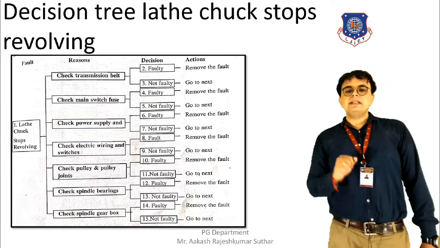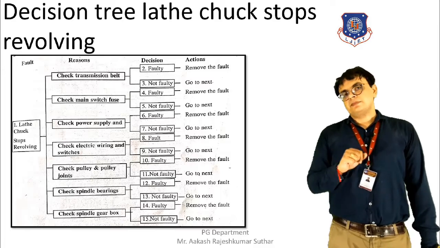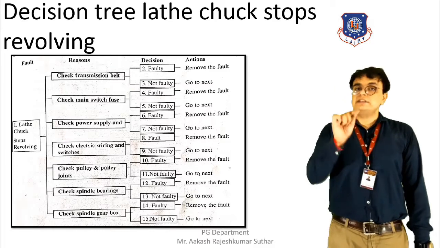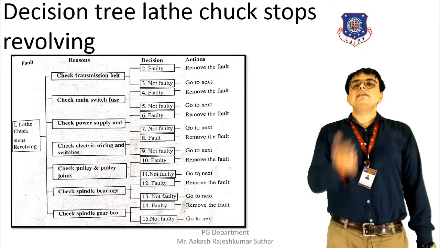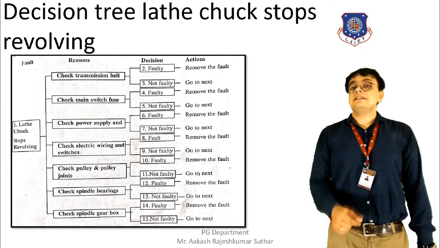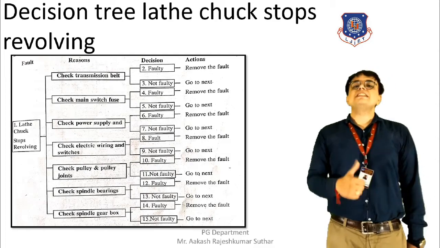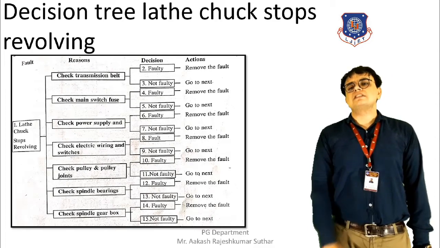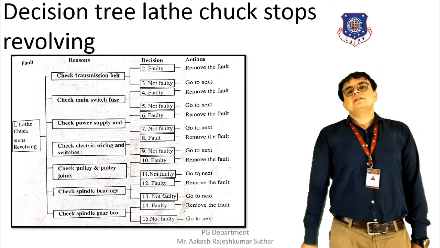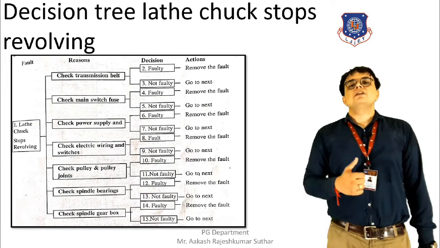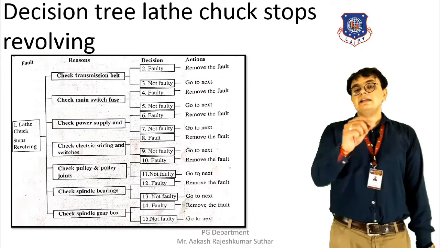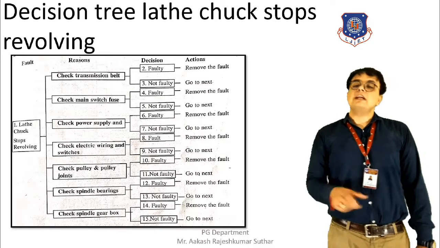The next reason will be the checking of the spindle gearbox. Now after checking the gearbox, if it is found that this was the reason for the fault, then in the activity corresponding to the decision we should write remove the fault. But if the spindle gearbox is not responsible for the occurrence of the fault, then in the activity corresponding to this decision we should write move towards the next reason. So this is how the fault in a lathe that has stopped revolving can be found.